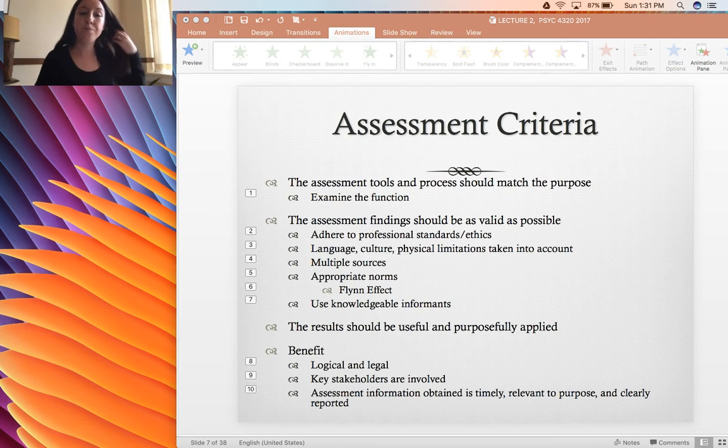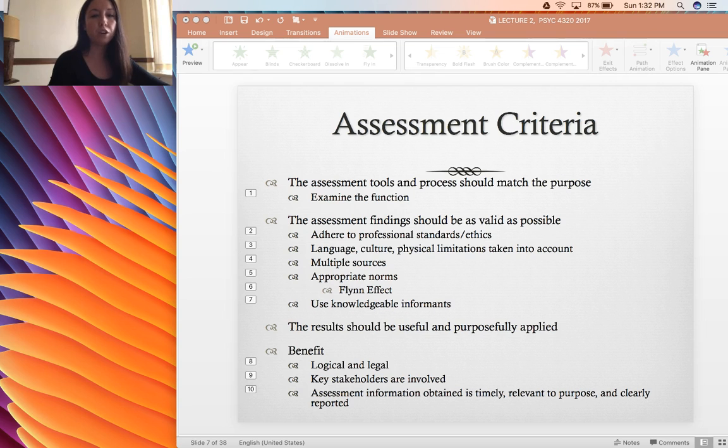All right, so when we're looking at the assessment criteria, we want to make sure that we're using good tools or good assessments when we're assessing an individual. The assessment tools and process should absolutely match the purpose. So you want to look at the function. What are you doing? Are you looking to diagnose, classify, or plan for supports? We want to make sure that our findings are as valid as possible, right? We want good information and good tools.